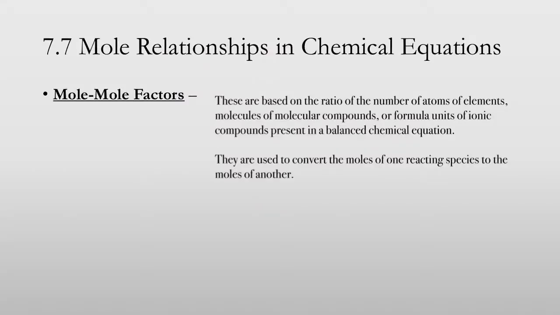That leads us into these mole-mole factors, and these are based on the ratio of the number of atoms of elements or molecules of molecular compounds or formula units of ionic compounds present in a balanced chemical equation. And they're used to convert the moles of one reacting species to the moles of another. Like in the last example, I had 2 moles of silver atoms for every 1 mole of sulfur atoms.